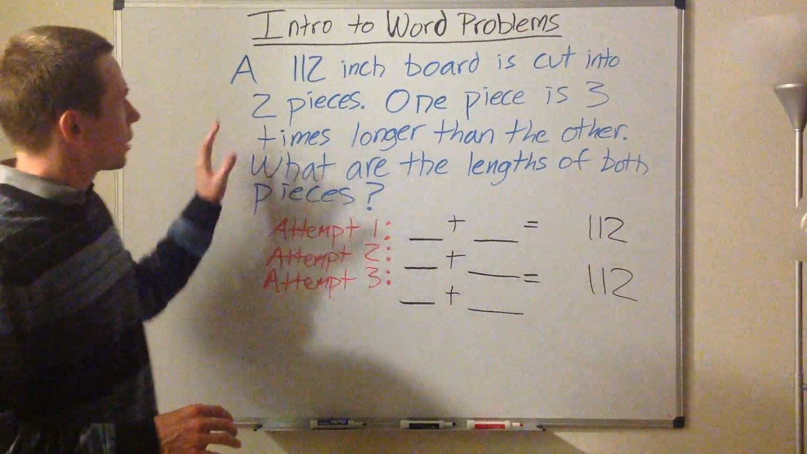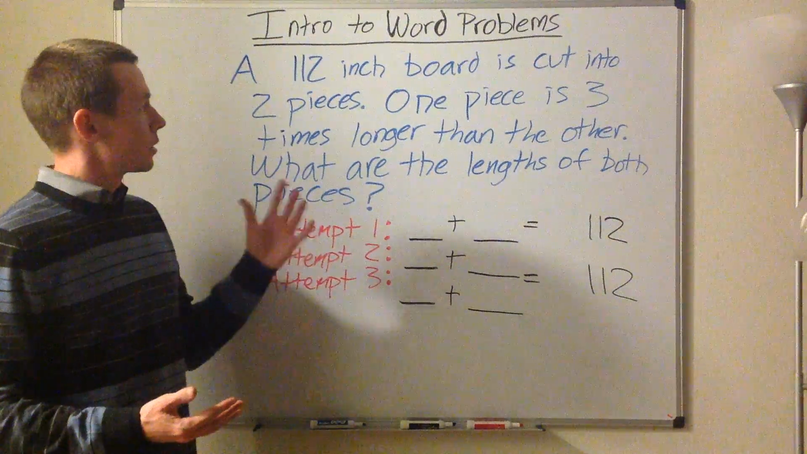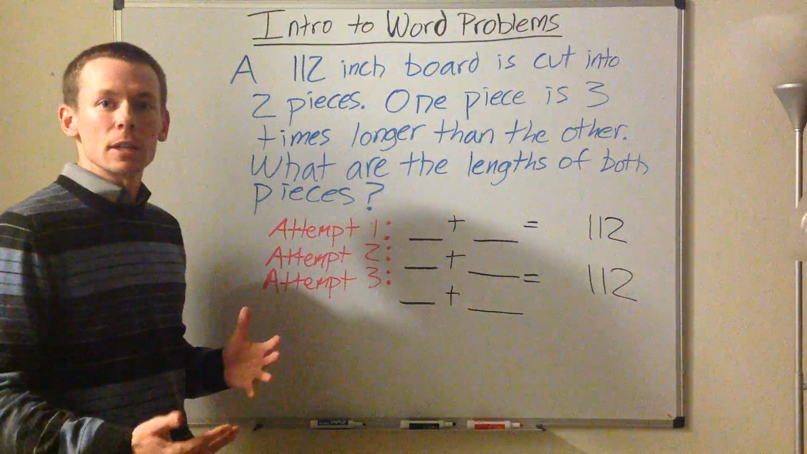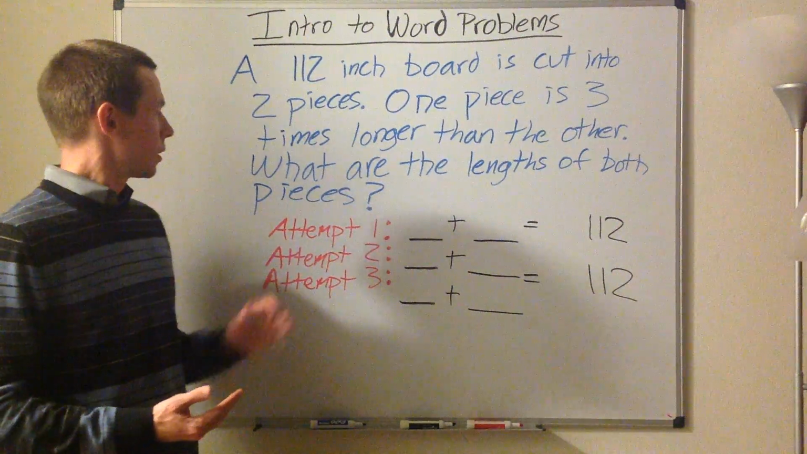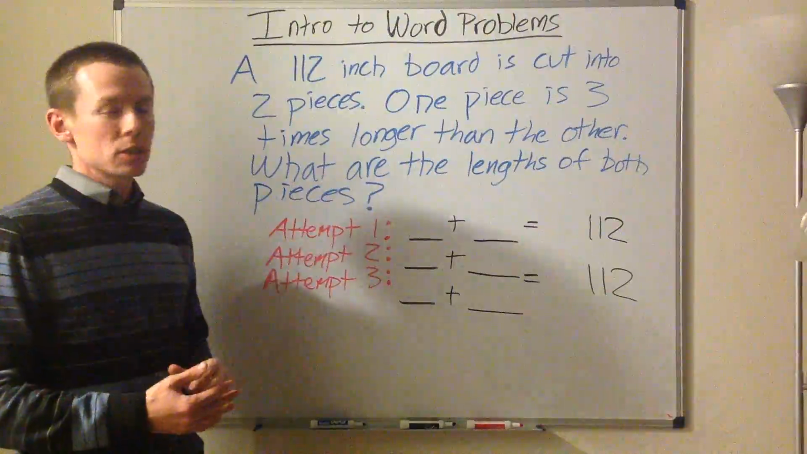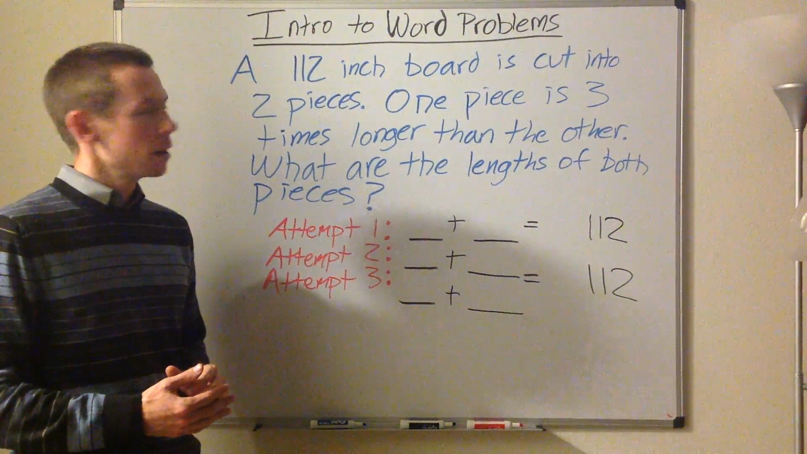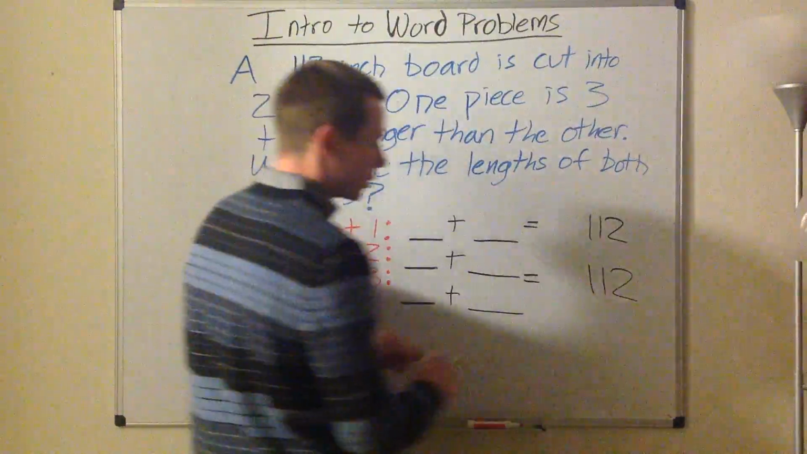Okay? So let's say the problem is, if a 112-inch board is cut into two pieces, say you're building something, one piece is 3 times longer than the other. What are the lengths of both pieces? So you need one piece to be 3 times longer than the other, and it's got a total of 112.